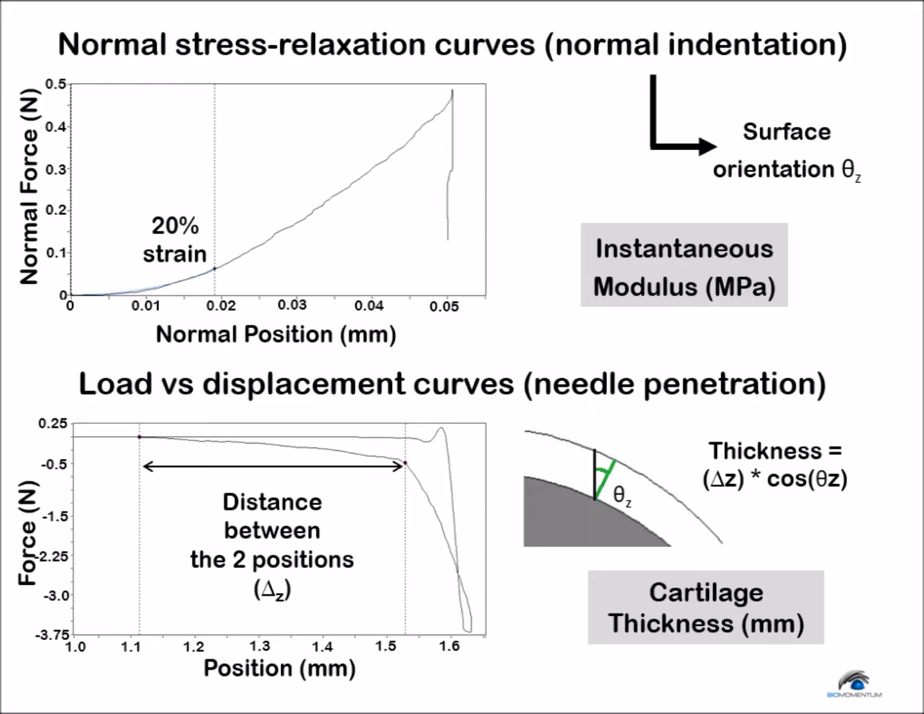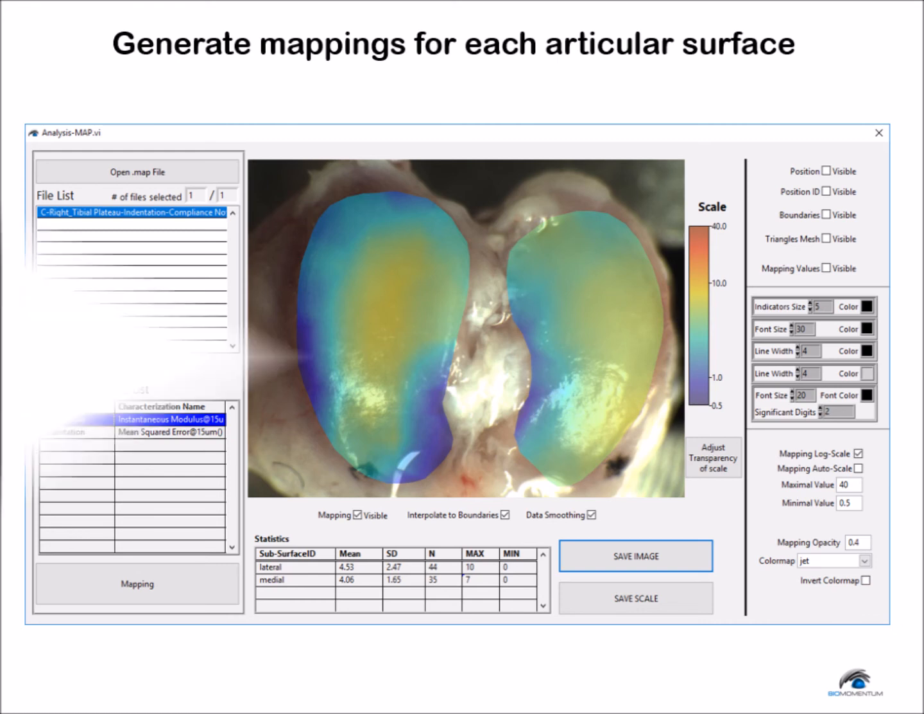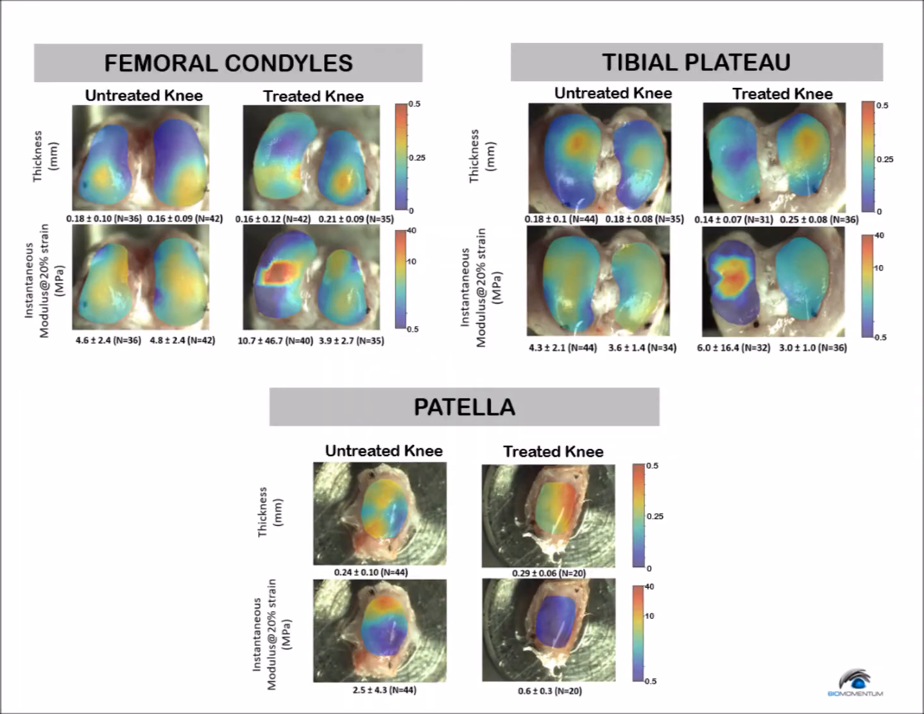Using the normal stress relaxation curve obtained by normal spherical indentation and the load versus displacement curve obtained by needle penetration, analyses were performed to calculate the instantaneous modulus and the cartilage thickness at each position of the mapping. A software was used to generate mappings of the instantaneous modulus and the cartilage thickness for each articular surface. These high-resolution mappings were created using around 80 positions per surface.